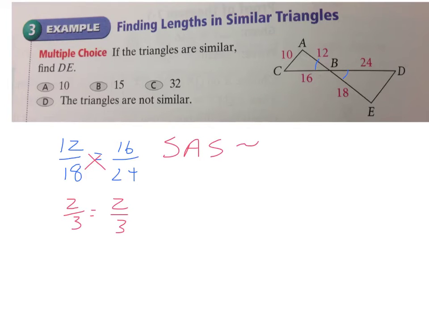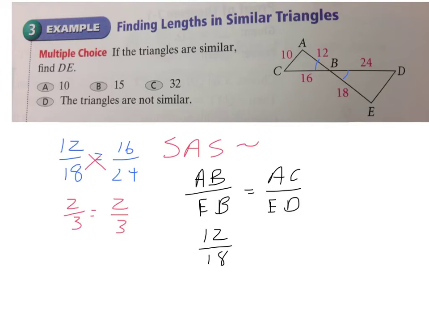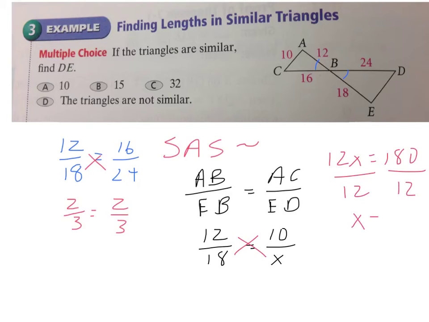Now, how would we get DE? Please pause the video while you set up a proportion to figure out DE. Hopefully you agree that AB over EB has to equal AC over ED. So, we're going to say AB, 12 over 18, has to equal 10 over X. And then we'll just do cross products. So we're going to get 12X has to equal 180. So you will divide both sides by 12 and get X to be 15. So DE is going to be 15.